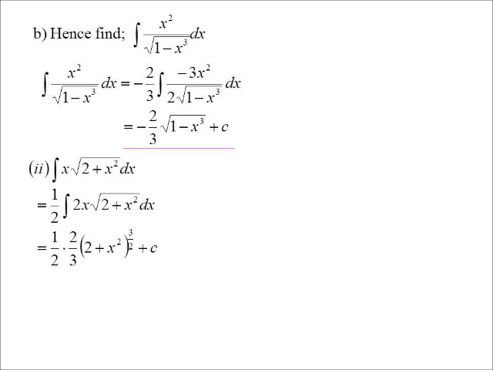So 2 plus x squared to the power of 3 on 2, times 2/3, also times a half, so the 2's will cancel. And, well, mere mortals would probably leave it as 3 on 2, but of course we'll write it as a third, 2 plus x squared, the square root of 2 plus x squared, plus a constant. It just impresses so many more people. So, there it is.